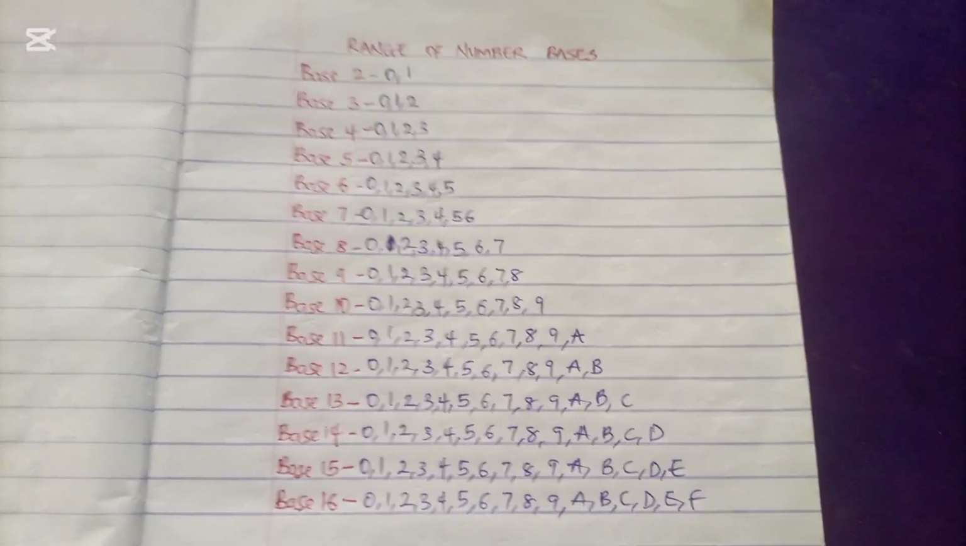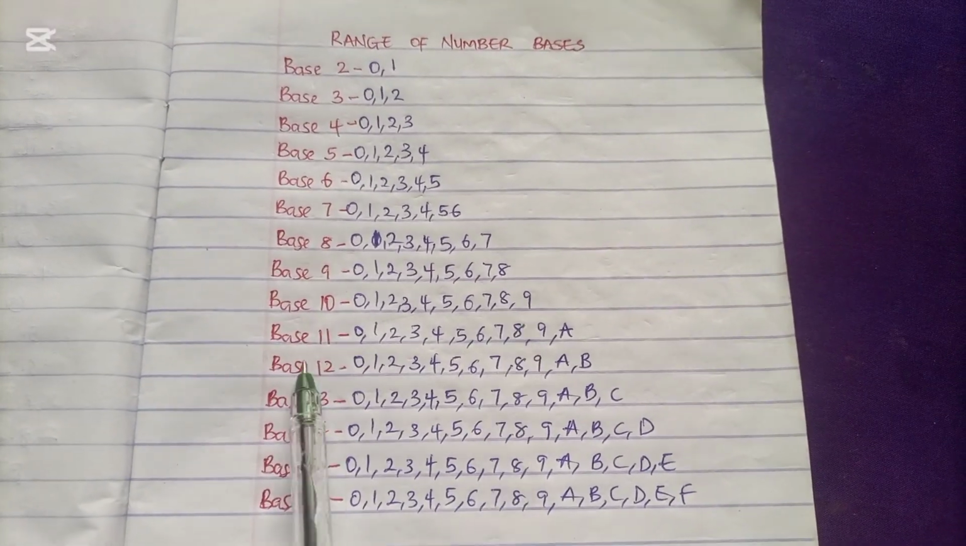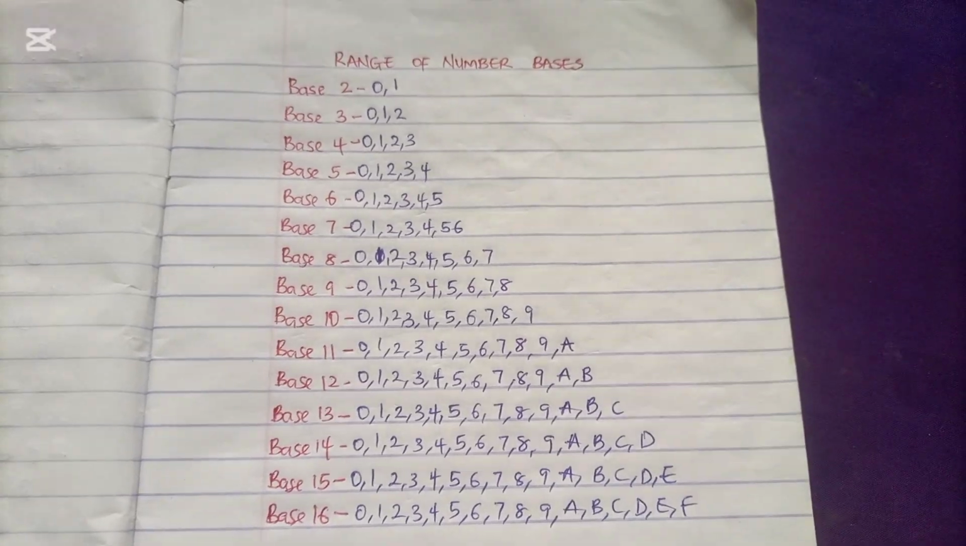Today our video is based on the topic conversion of number bases. But before we go into the topic, I would like to quickly give us a reminder of number bases and the range that each number base can have. So these are the range of number bases, and we can see that immediately we reach base 10, we can have the highest number to be 9. Then the next starts from A, and so on and so forth.